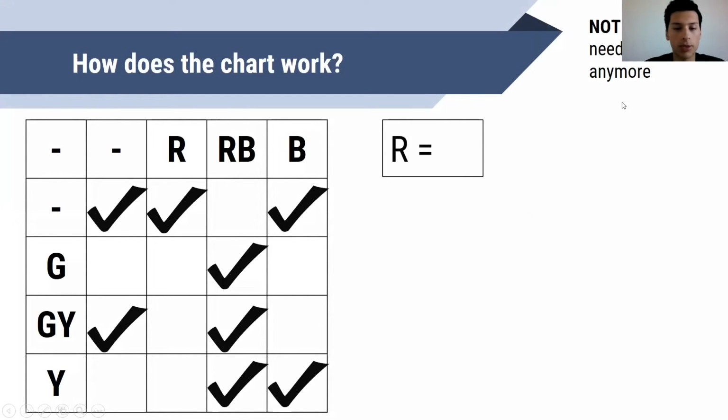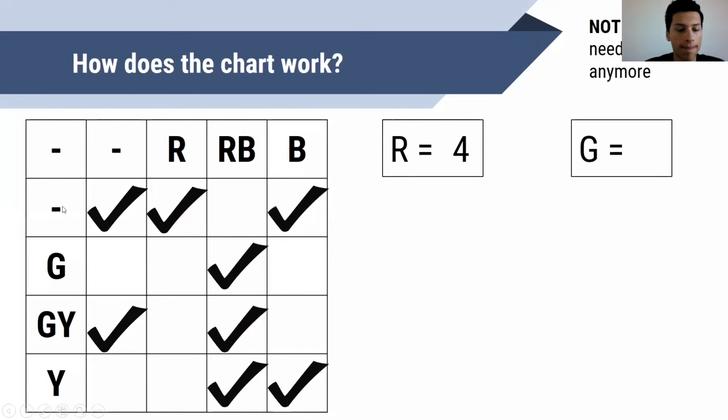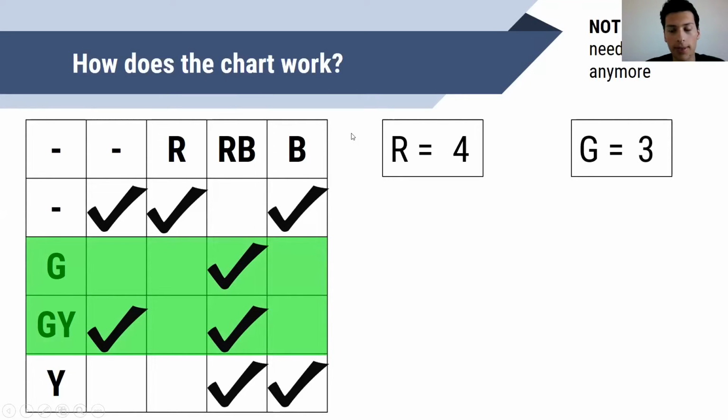Well, in the chart, it's extremely simple. You just look at the 2 red columns here and you count the number of checks. 1, 2, 3, 4. It's that simple. Very straightforward. What about green? For green, there are 1, 2, 3 green cards if we look at the green row, and the answer is 3. Once again, very simple.